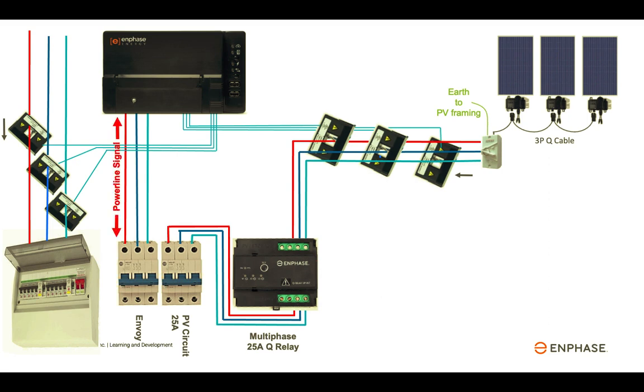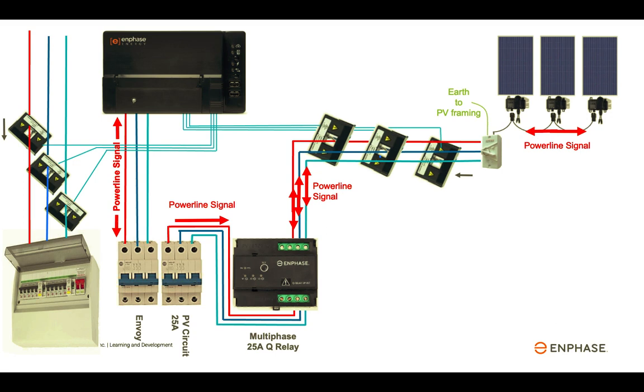Bidirectional AC power line communications in the three-phase installation is sent over line 1 or the red phase of an Envoy power supply. This power line signal then travels across the circuits. The multi-phase Q relay also acts as a phase coupler, enabling the power line signal to migrate to all of the phases. The microinverter can be controlled by the power line signal. Each microinverter shares operation data back to the Envoy over the power line.